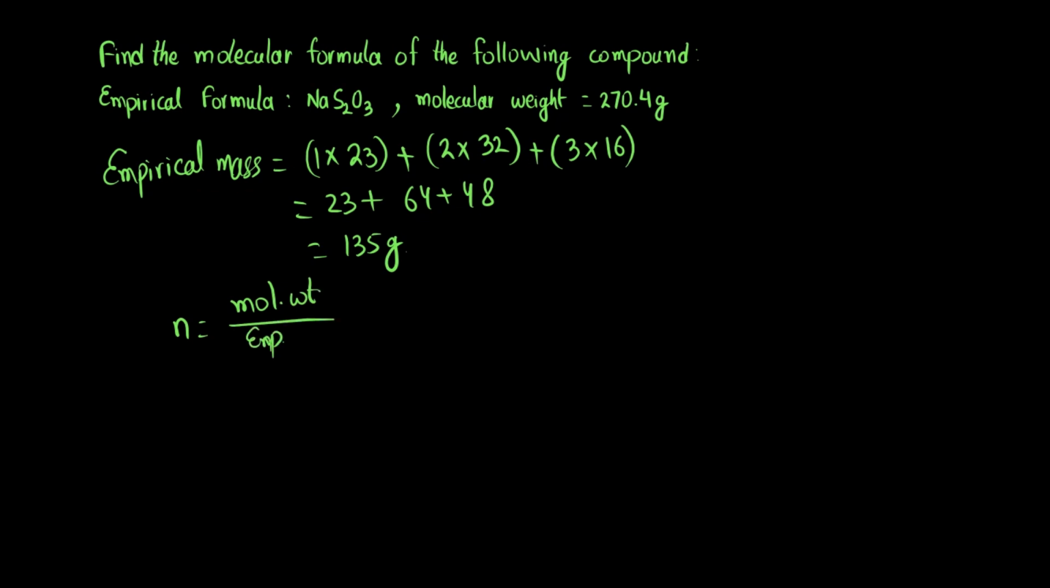And now, the next step, you will find the factor N by dividing the molecular weight by empirical mass, or molecular mass divided by empirical mass. 270.4 divided by 135 gets you 2.002, but usually we go with the nearest whole number, 2. Now we have this number 2.